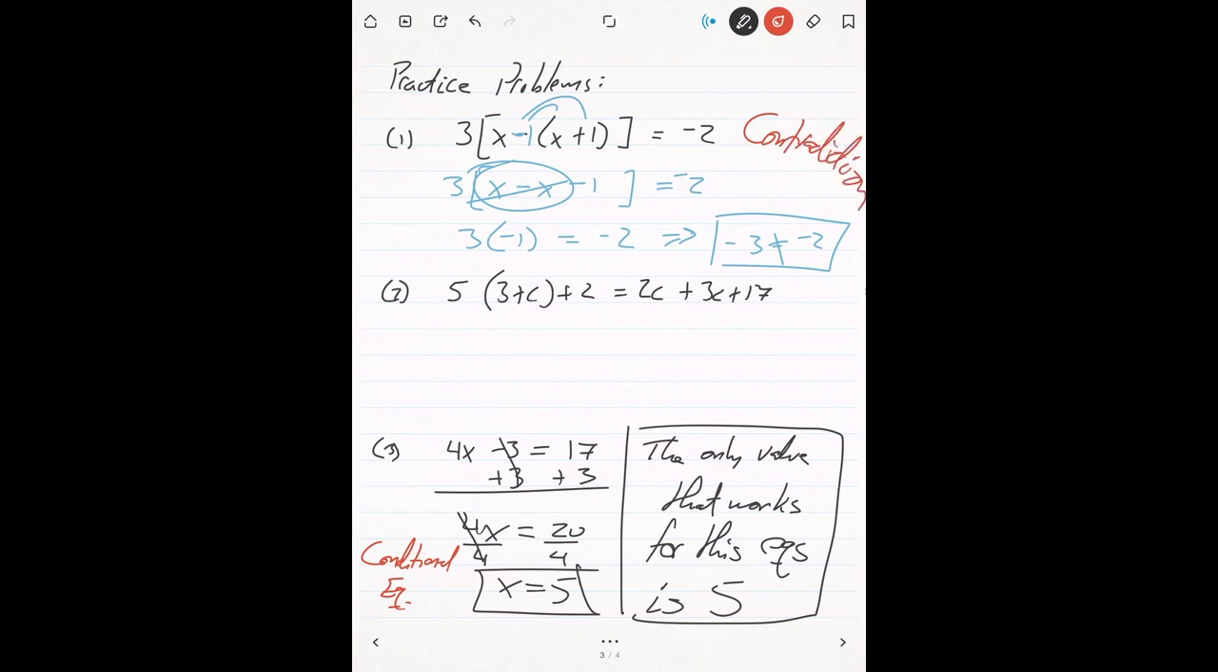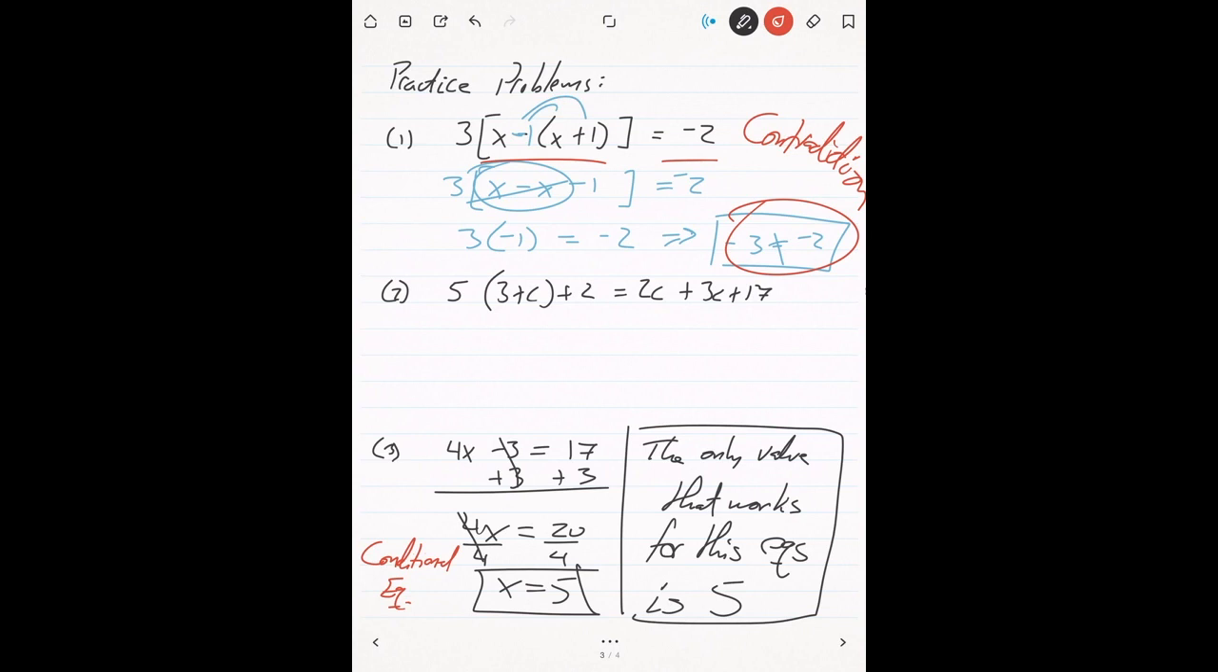Because it produces a false statement. This is your false statement. This is not true. You have gotten rid of the variables. You've eliminated the variables, and you're left with a false statement. There is no solution for this. There is no value you can plug in for x to make these two sides of the equation equal to each other. So a contradiction really is a lie.